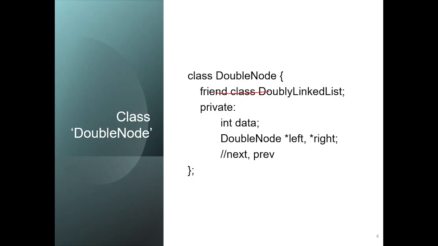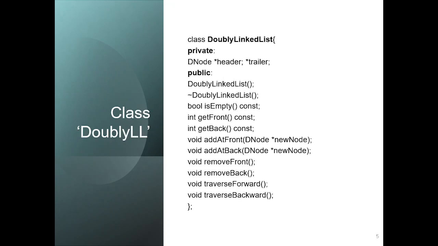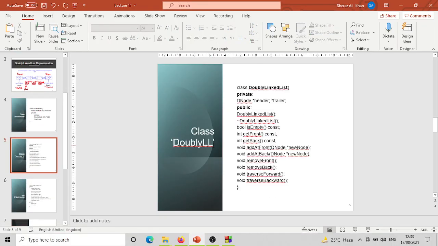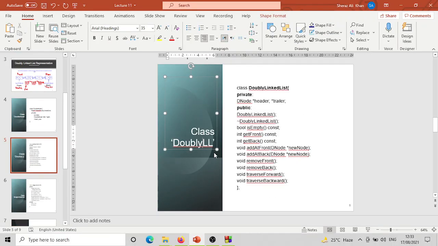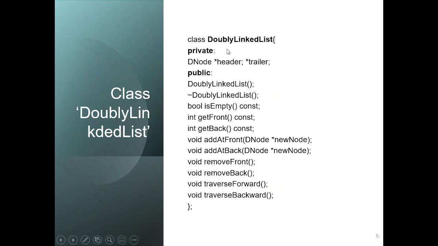Now this is how the double node class would look. We would write code for it so you would know about it. Similarly, the doubly linked list class that we are going to implement. Okay, this is class doubly linked list. Let me write it here. So this is the doubly linked list that we are going to implement.